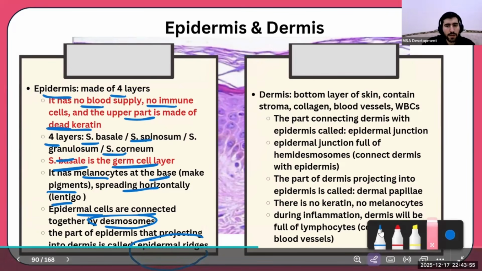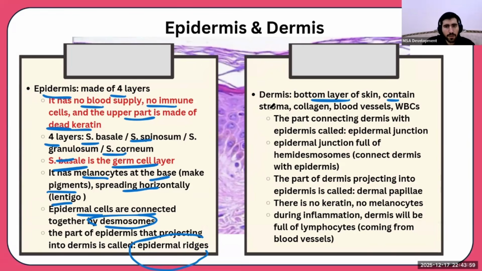On the other hand, the dermis is the bottom layer of the skin. It contains stroma, collagen, blood vessels, white blood cells, lymphocytes. The part connecting the dermis with the epidermis is called the dermal epidermal junction. It is full of hemidesmosomes. The part of the dermis projecting up into the epidermis is called dermal papillae.